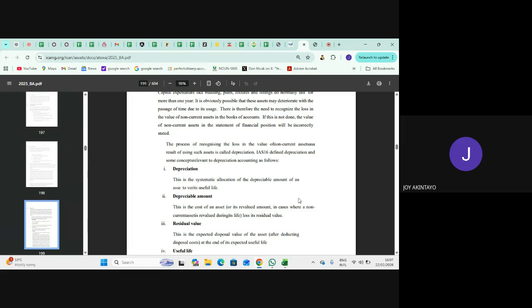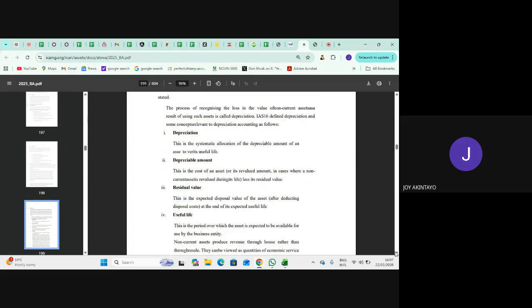Now, what do we mean by residual value? Residual value is the expected disposal value of our assets at the end of its useful life. That is, it is the money to be incurred at the end of the useful life by the entity.